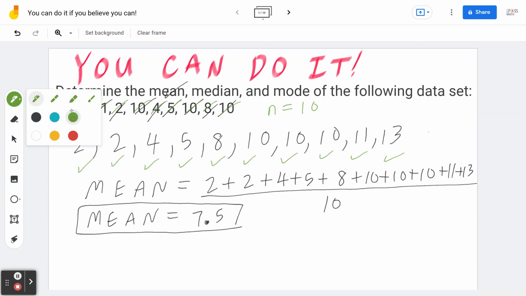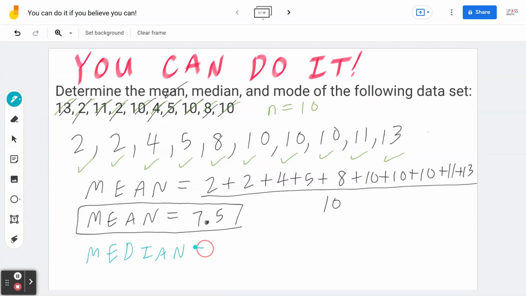Median, this is probably the important part that you really want to think about. There are two cases when it comes to finding the median. It depends if you have even number of terms or odd number of terms. Now, because we have even number of terms, you got to grab the two middle numbers and average them. So notice how in this case, 8 and 10 are in the middle.